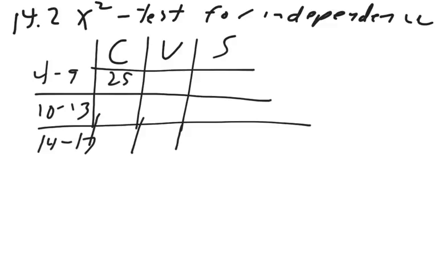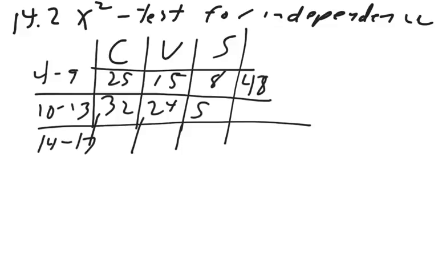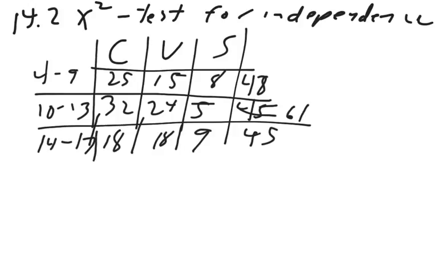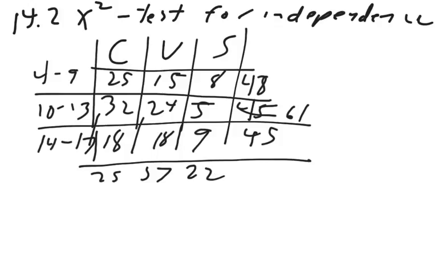So to recap, it was 25, 15, and 8 for a total of 48. We had 32, 24, and 5 for a total of 61, and 18, 18, and 9 for a total of 45. And at the bottom we had 25, 57, and 22.